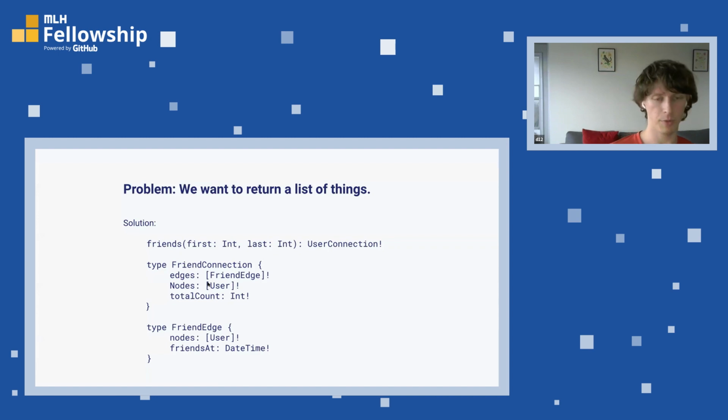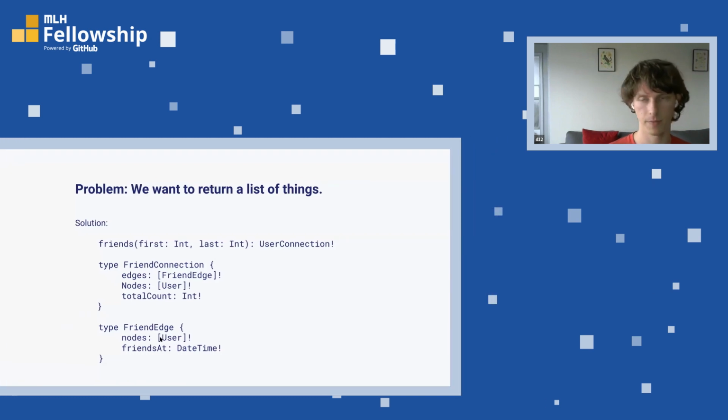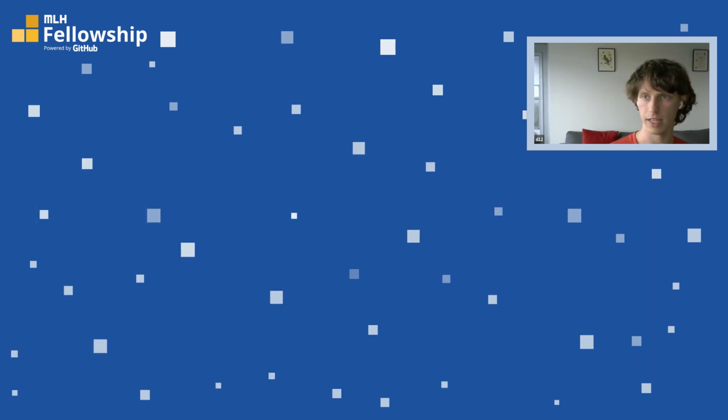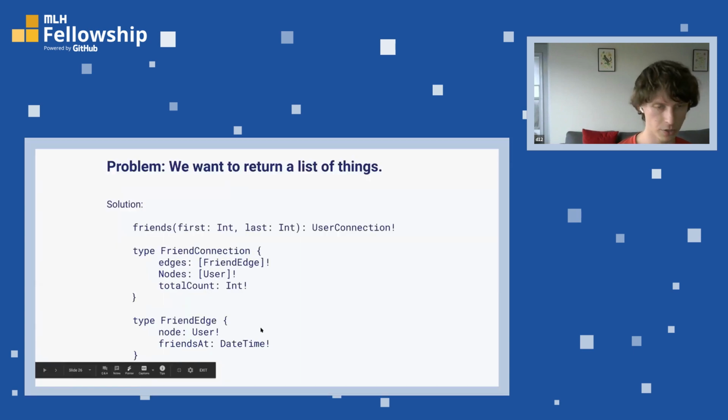And someone actually just brought up a really good point. Why on this friend edge is nodes a list of users? That's a great question. And the answer is that I made a typo. That is actually supposed to be node is a user. Like that. Really good question. I missed that. So on an edge, we only have one user, of course. It's a link between one user and one user. There's only one user on an edge.